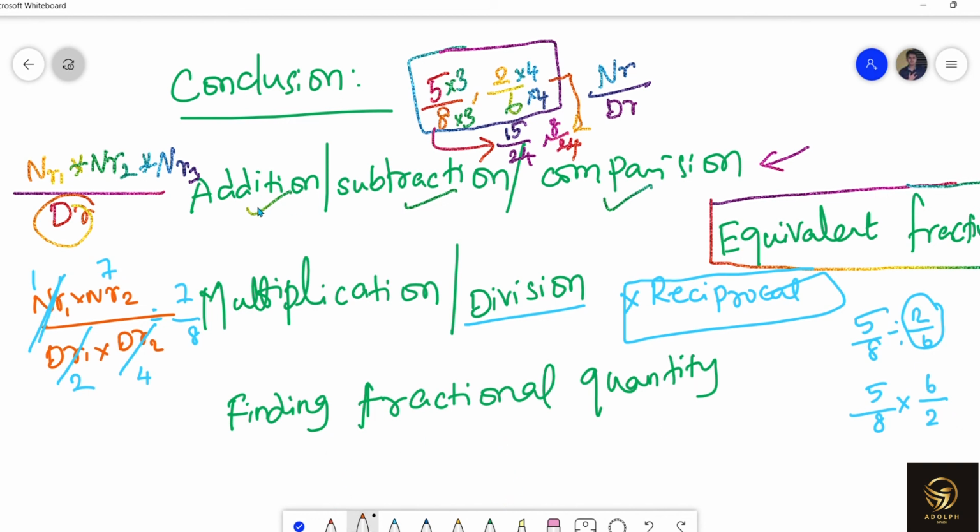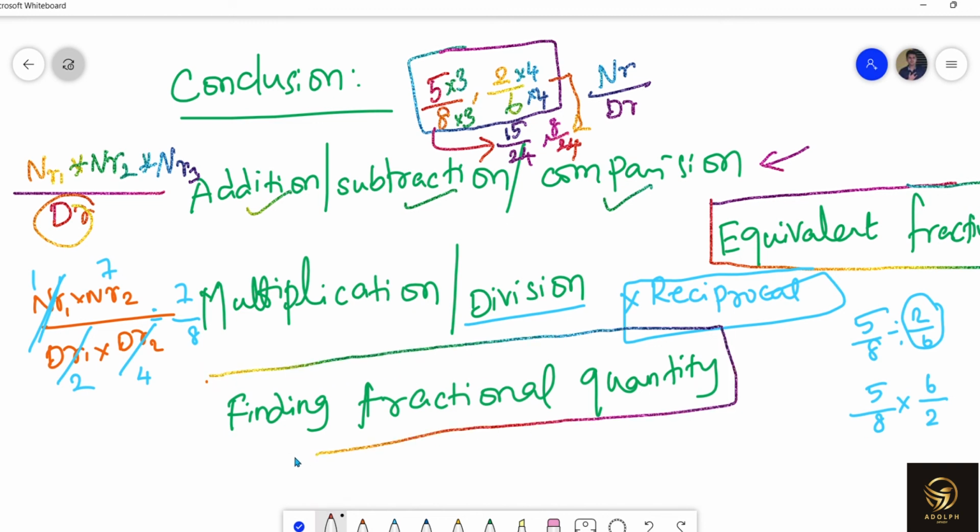And now, in the same way I connected equivalent fractions with the first set of operations, I wish to connect finding a fractional quantity with multiplication. Finding a fractional quantity is nothing but multiplying the quantity with the fraction. So if it is 2 by 7 of 42 kg or $42, and I have to find what is 2 by 7 of 42, or what is 7 times 42, what is 6 times 42, as simple as that, just multiply the number with the quantity, or if it's a fraction, multiply the fraction with the quantity.